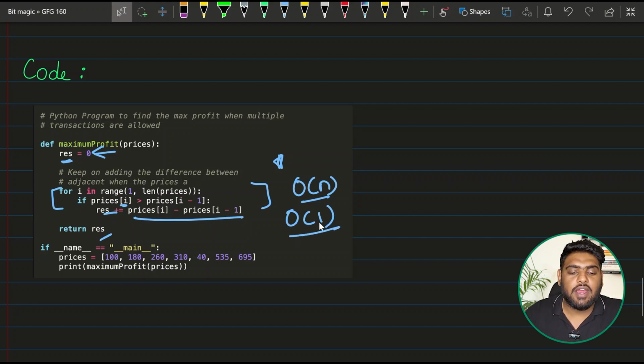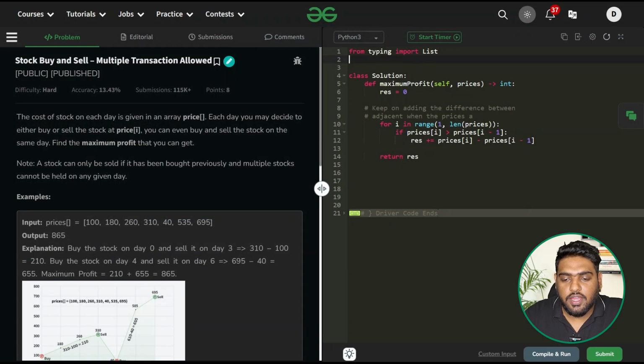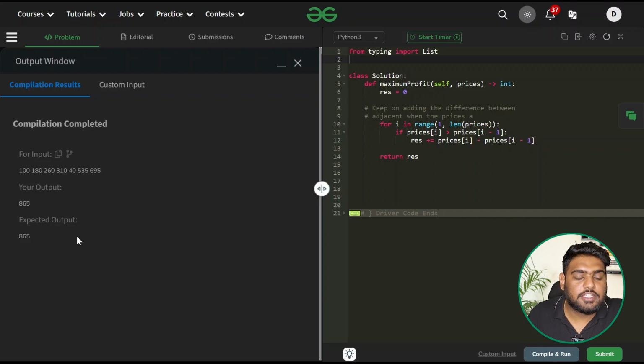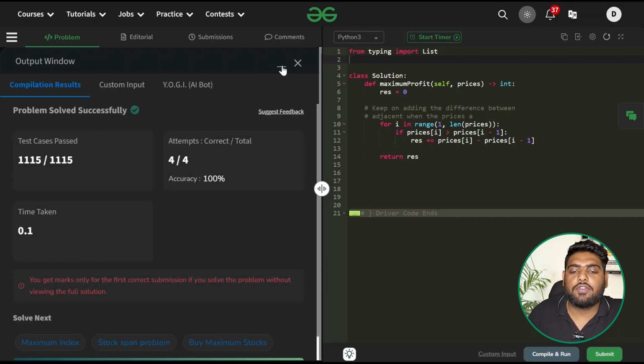Okay, let's try running the code and see if it is passing all the test cases. You can see the code is written here. Let's compile and run it. Okay, it is giving us the expected output. Now let's try to submit it. Okay, it is passing all of the test cases here.